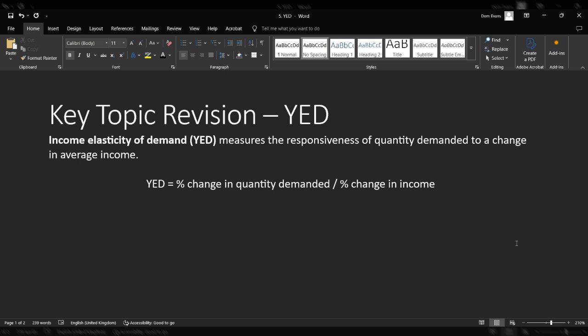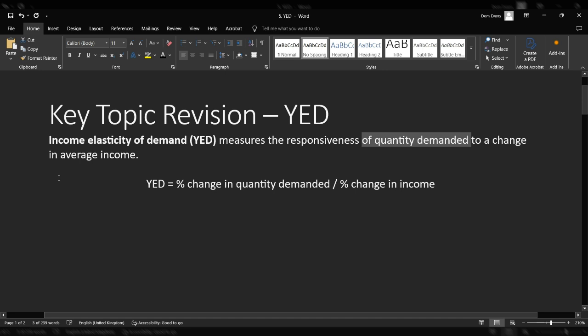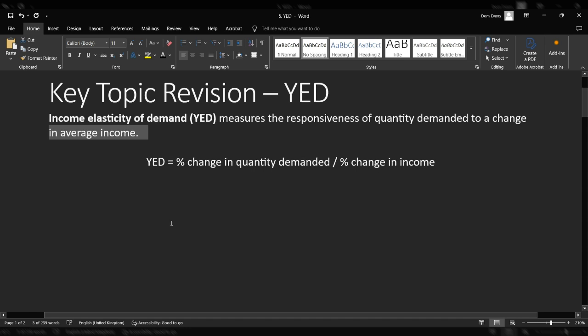Okay, so what is income elasticity of demand? What we're looking at is how much quantity demanded is going to change in response to a change in average incomes across the economy. So here's the formula: we are dividing the percentage change in quantity demanded by the percentage change in income. All right, and what do you need to know?